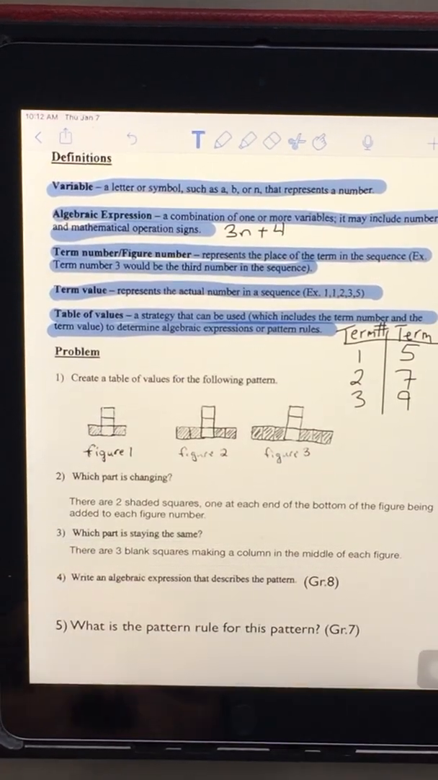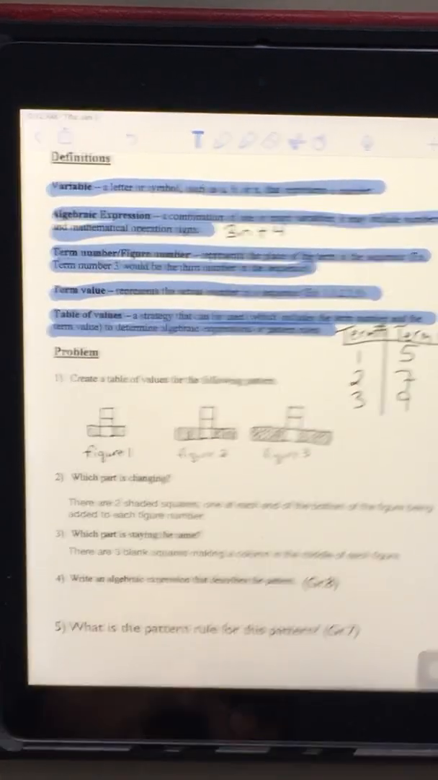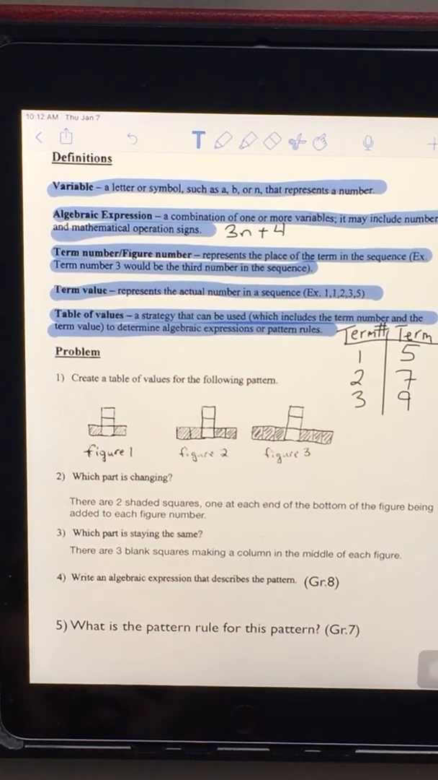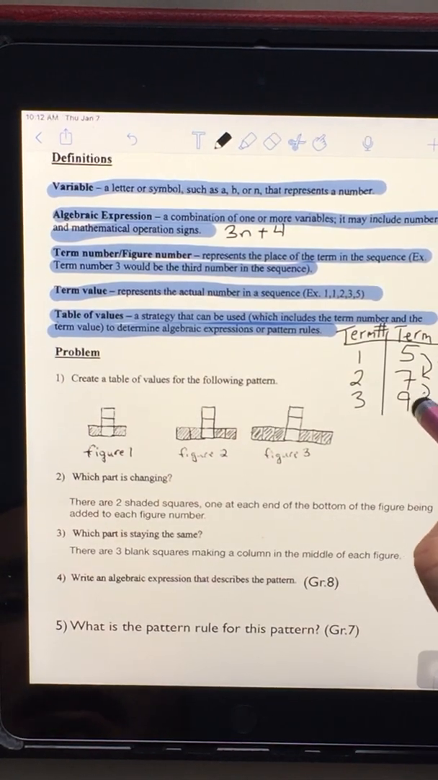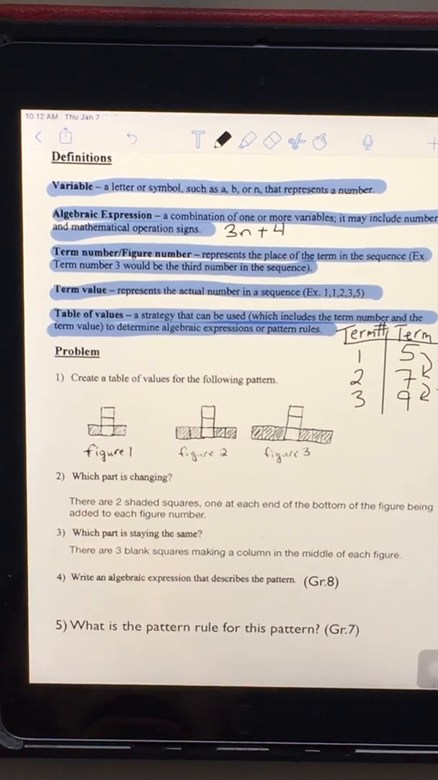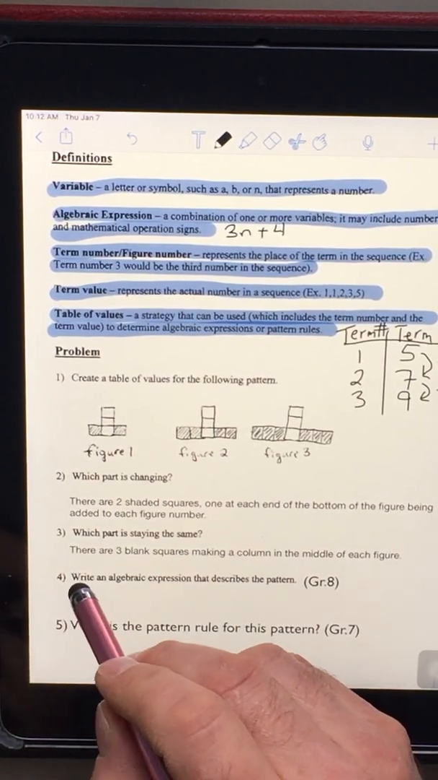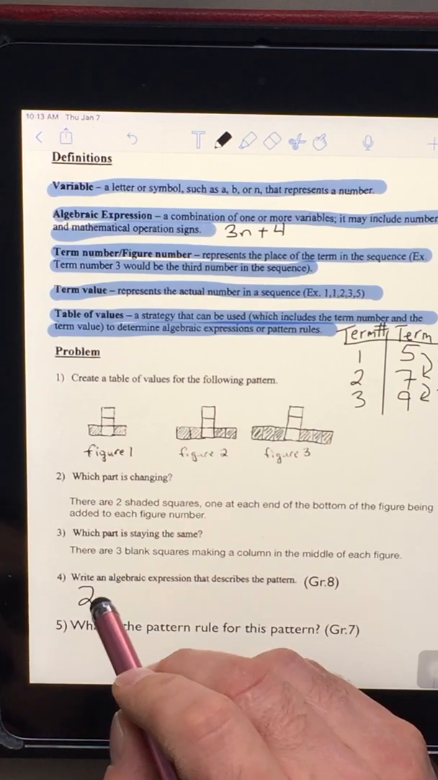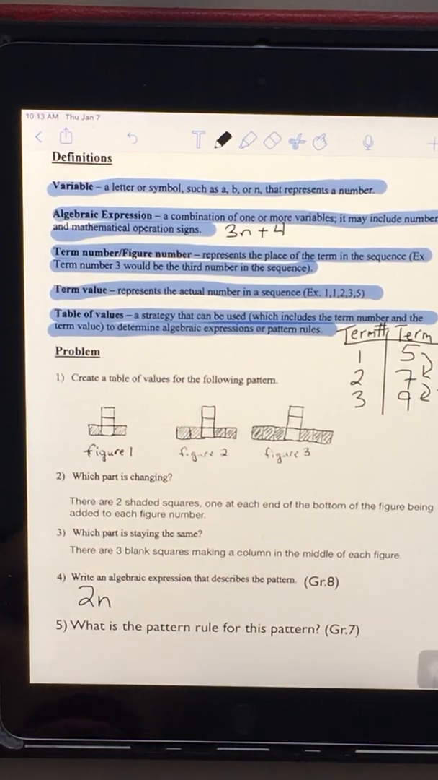So then for grade 8, we need to make an algebraic expression. And I would recommend grade 8 that you always look at or make a table of values to see if you can figure out the algebraic expression. For any pattern that's going up by the same number each time, whatever that number is, we take that number and multiply it by our variable. So for this one, it's going up by 2 each time. So we multiply it by 2, so it would be 2n.